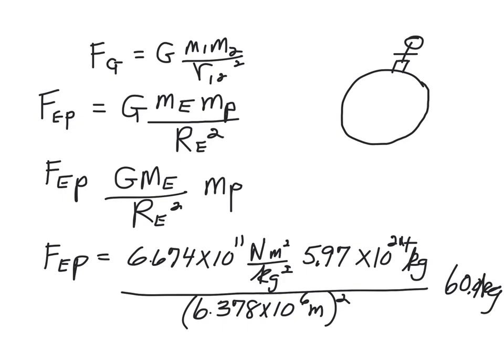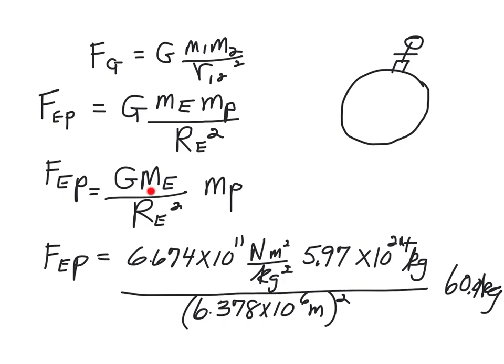Those numbers are given, but notice how I rewrote this. I put the G and the M_E and the R_E squared all together, because now you can see that the force of the Earth on the person is this times the mass of the person. So if you calculated this alone, you'd see that it comes out to be approximately 9.80 newtons per kilogram.